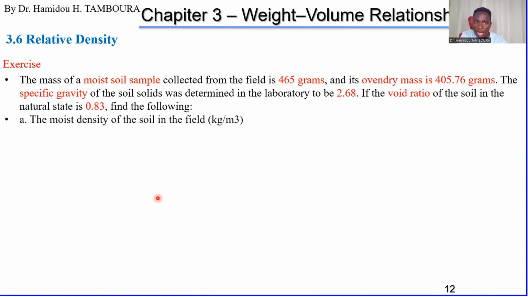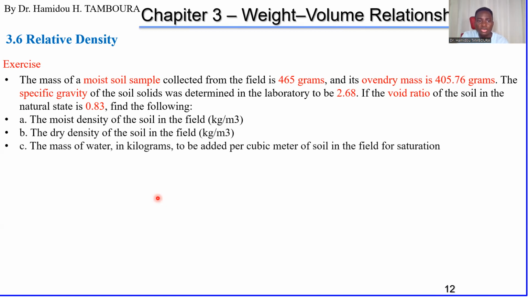So we are asked to find: A, the moist density of the soil in the field; B, the dry density of the soil in the field; and C, the mass of water in kilograms to be added per cubic meter of soil in the field for saturation. That means if we want to saturate the soil, what mass of water we should add per cubic meter of soil.